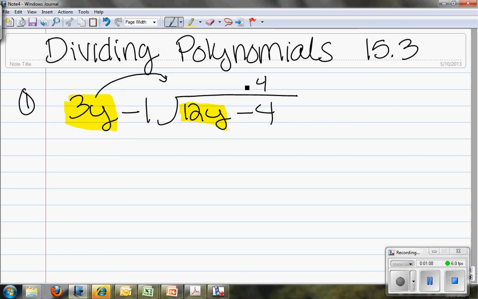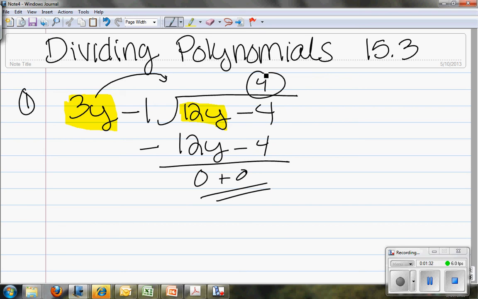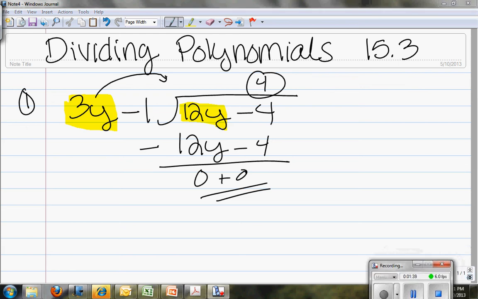But now when we go back, we take the 4 times 3y, which would be 12y, and then we have to also take the 4 times the 1. So minus 4 times 1 would be 4. Just like long division, we subtract: 12y minus 12y, 0. Negative 4 minus negative 4 would be negative 4 plus 4, which would be 0. So once we end up with 0, we have no remainder. This is our final answer. I will be doing a few of these, so don't worry.